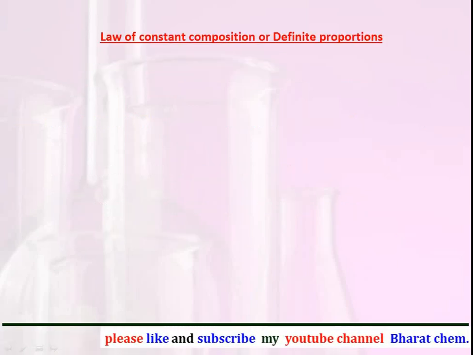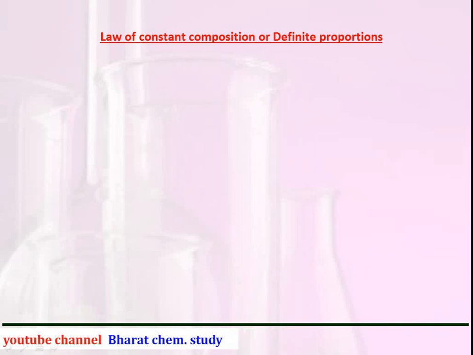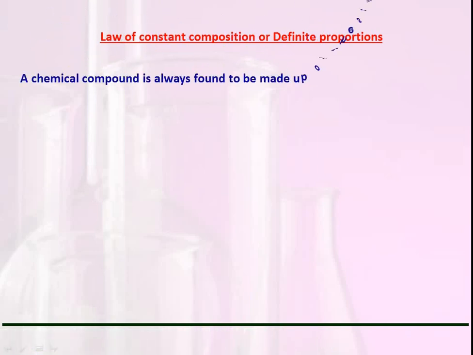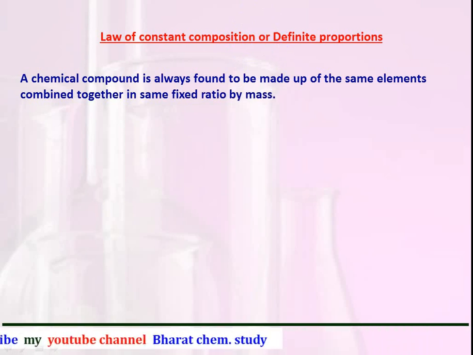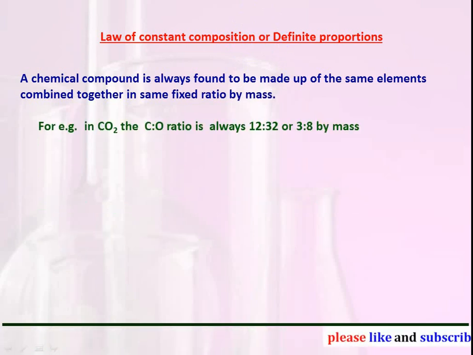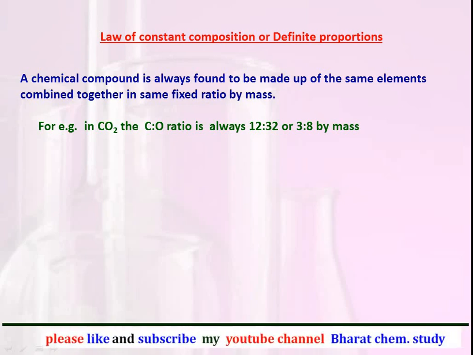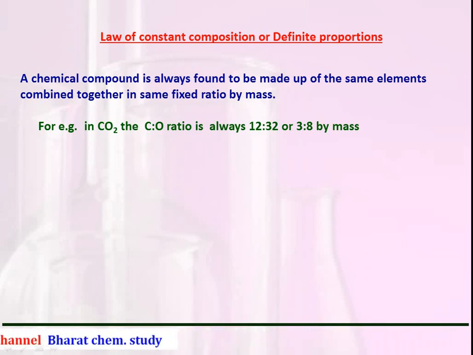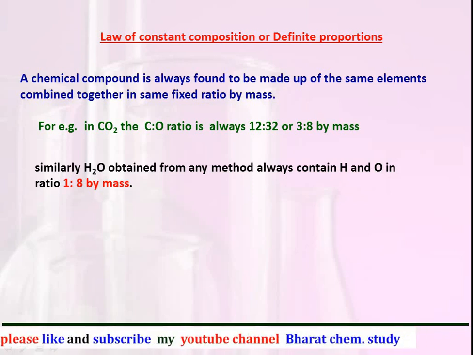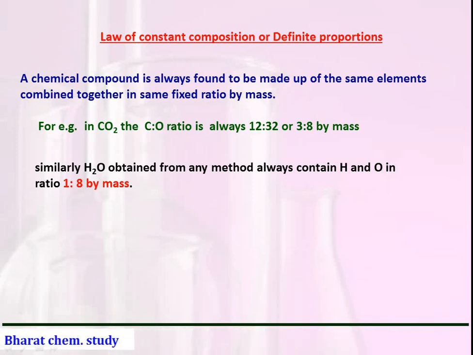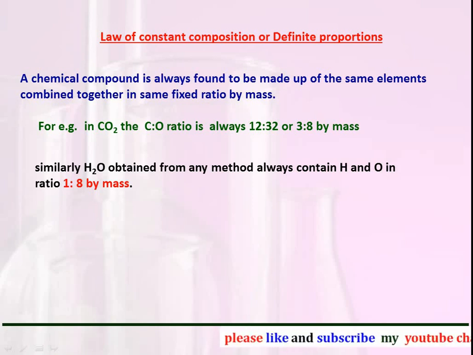Now the next law is the law of constant composition or definite proportion. It states that a chemical compound is always found to be made up of the same elements combined together in the same fixed ratio by mass. For example, in carbon dioxide, always carbon and oxygen are present, and they are present in the ratio 12:32 by mass. If the ratio of carbon and oxygen is changed, then carbon dioxide will not form; some other compound may be formed. Similarly, in water, only hydrogen and oxygen are present, and they are present in the ratio 1:8 by mass.